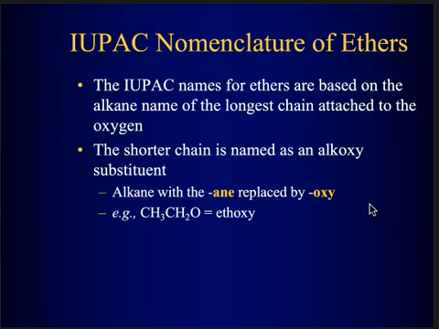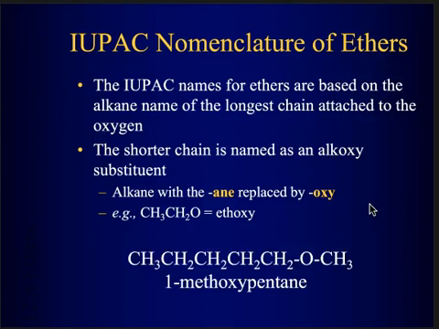Alright, so let's look at the IUPAC rules. So the IUPAC name is based off of the longest chain attached to the oxygen. So whatever the longest chain is, that's what we're going to name it off of. The shorter chain then is named as an alkoxy substituent. So we're going to take that alkane, replace it with oxy. So in this case, I've got 2 carbons, so it's an ethoxy.